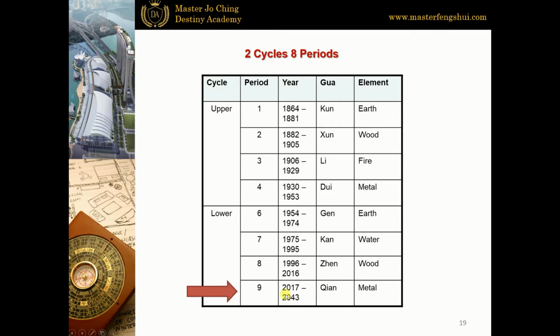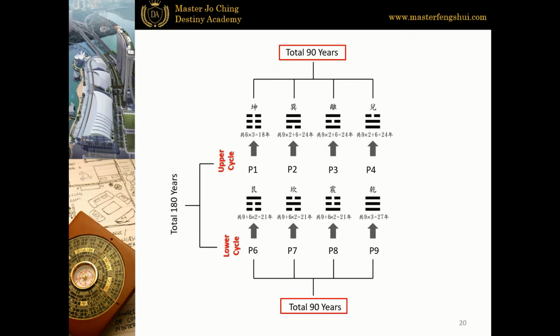This will end, similarly to the 玄空 flying star system, in 2044, February. And for your information, period 9 here will last for 27 years. Period 8 previously lasted 21 years, because 2016 minus 1996 plus 1 gives you 21 years. And how all these numbers of years come about, I'll show you right now.